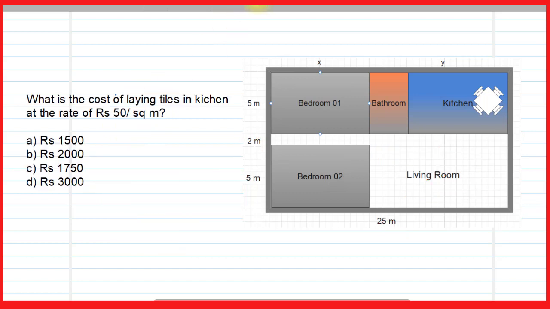Now see the last question of today's episode. What is the cost of laying tiles in the kitchen at the rate of 50 rupees per square meter? We have to lay the tiles here in the kitchen, correct, and the rate is rupees 50 per square meter. So first we will have to find the area of this, and then we will have to find the cost at the rate of rupees 50 per square meter, and that is for homework.